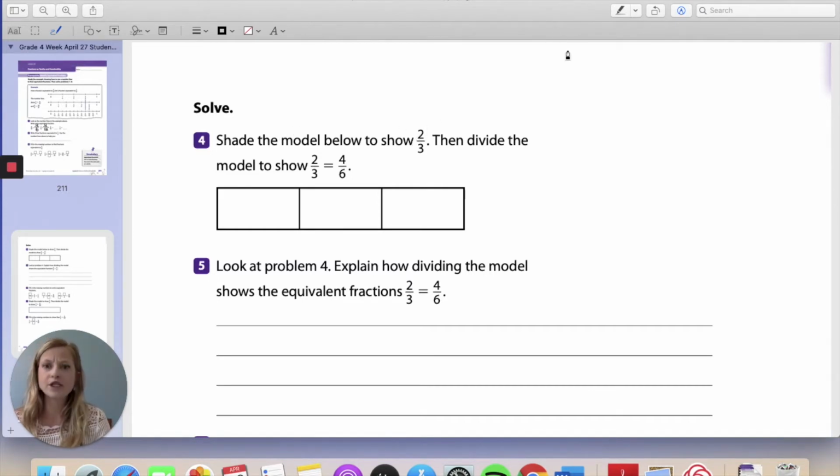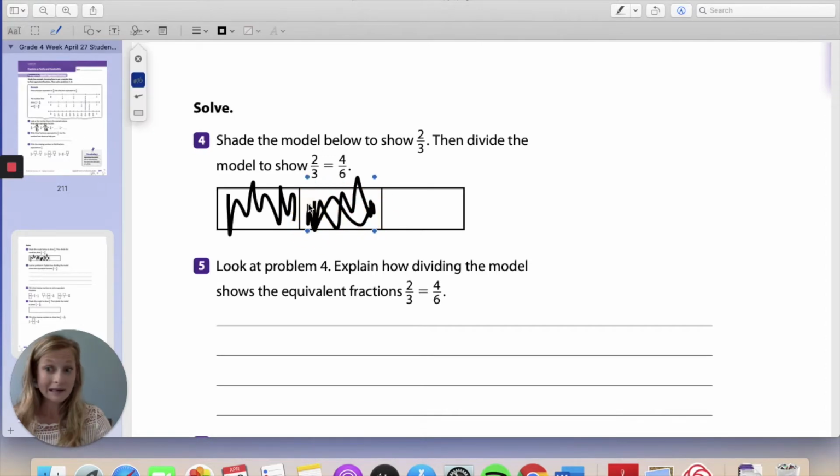I know if I'm going to shade to show 2/3, I'm going to have to shade in 2 of these. Ooh, Miss Shepherd's shading job's a little off today. Sorry. But I'm going to have to shade in 2 of these parts. So I have 2/3 represented right here.